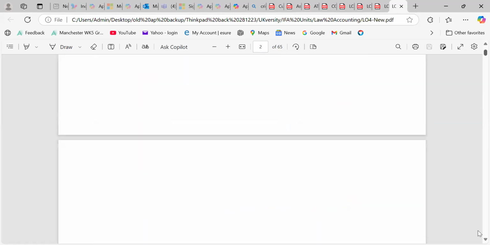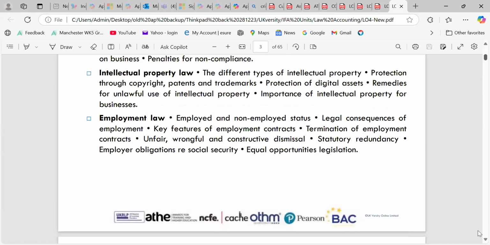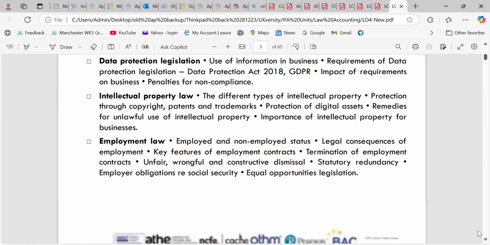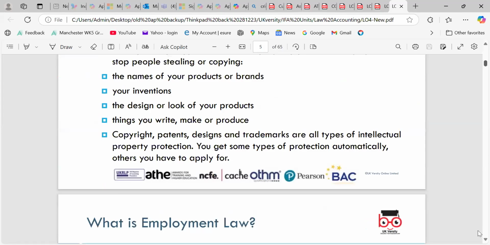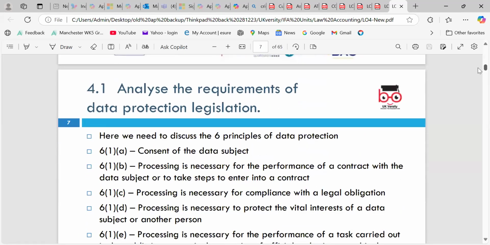So scroll up. This is our assessment lesson 4, which is LO4, and we discuss data protection, intellectual property rights, and employment law. If you're discussing these key points, I included a little mind map for you as well. For employment law, a good website to explore is CIPD, the Chartered Institute of Personnel Development.